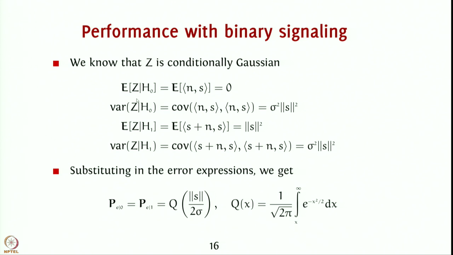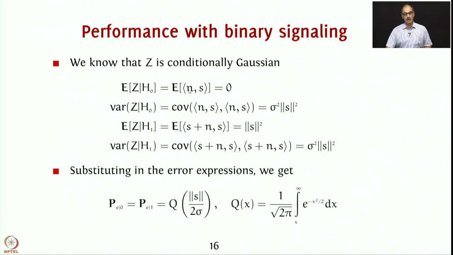Z is conditionally Gaussian. Why? Because if you take the inner product <Y, S>, Y has N of t, that's the Gaussian, and all others are fixed numbers. So the expectation of Z given H0 is the expectation of <N, S>, which is 0. And the variance of Z given H0 is the covariance of <N, S>.